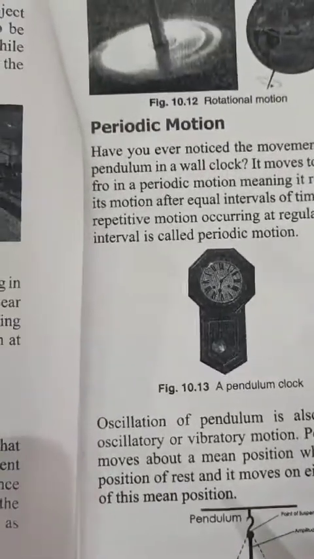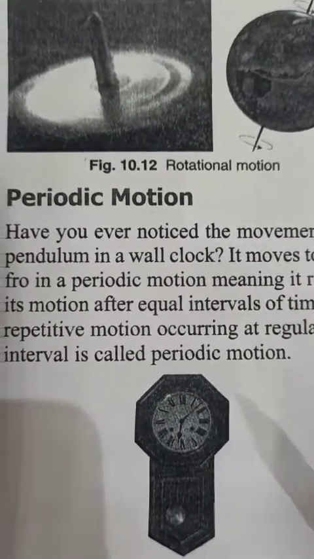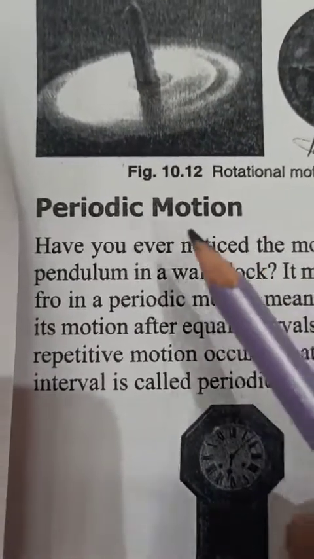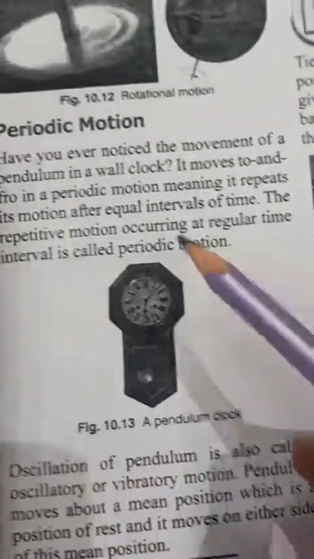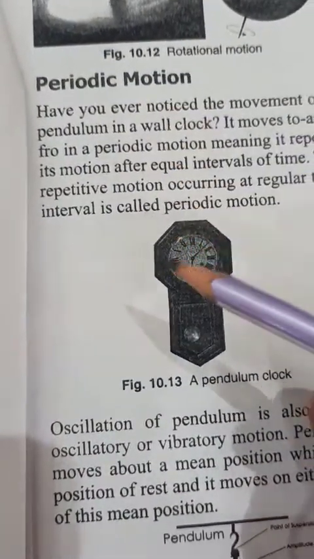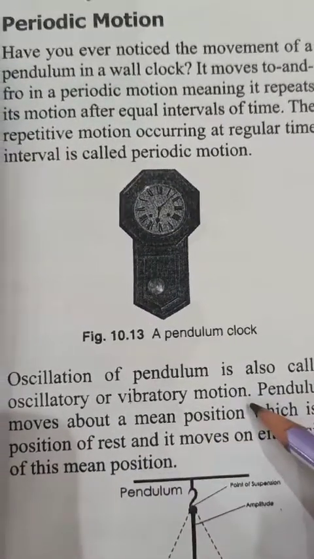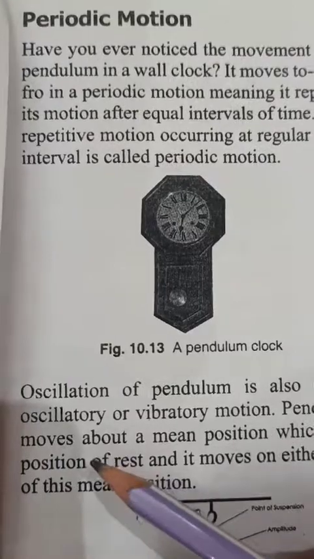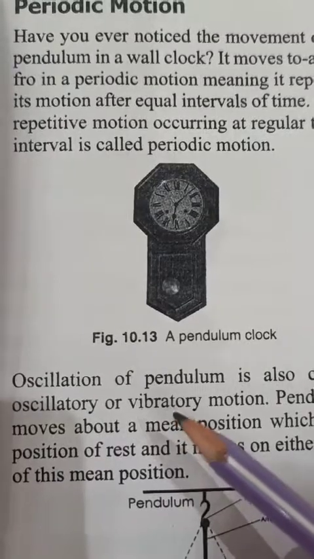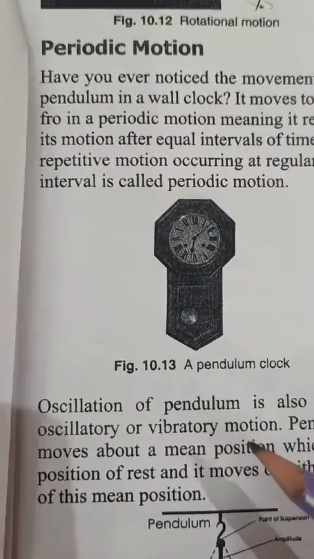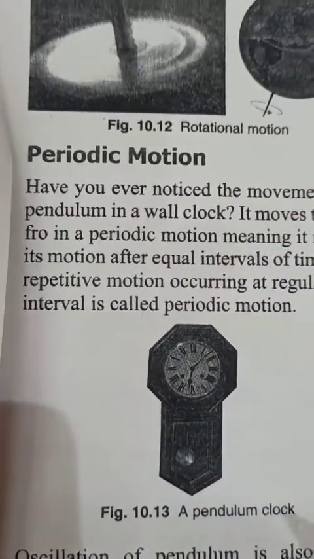But children, here in this new book, two more types of motions are given as periodic motion and non-periodic motions. And under this periodic motion they have explained about the oscillatory and vibratory motion. So separately also we can study about the oscillatory motion or vibratory motion, but we can study under the periodic motion also, okay.